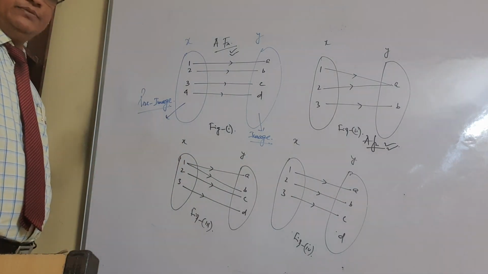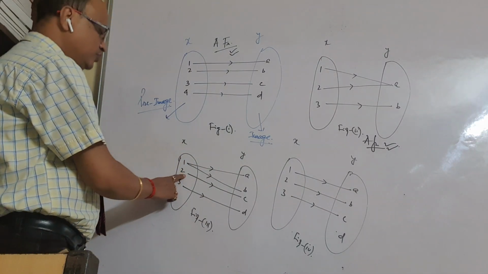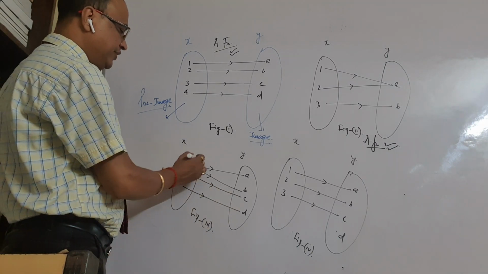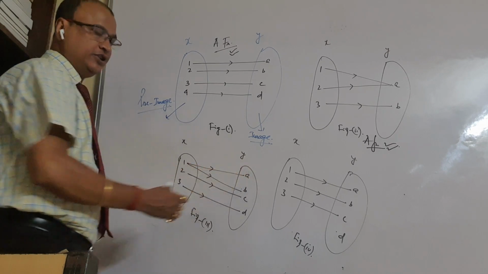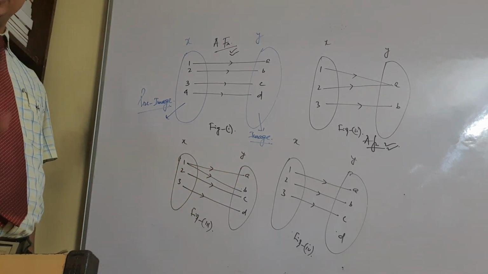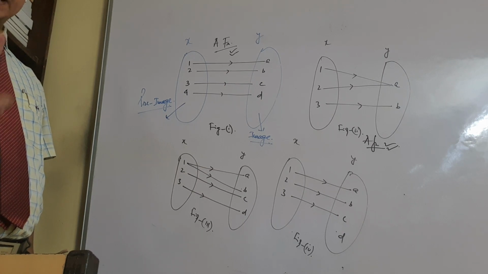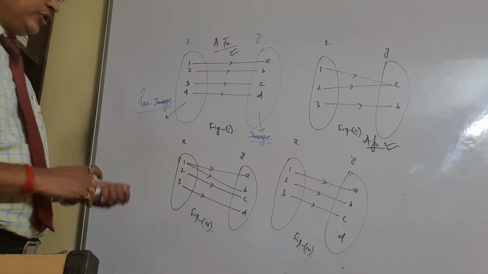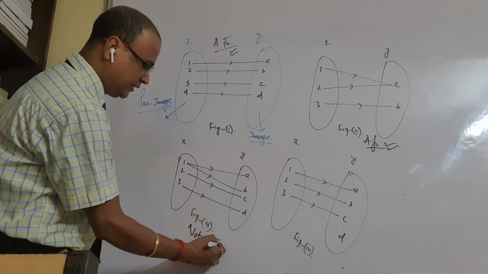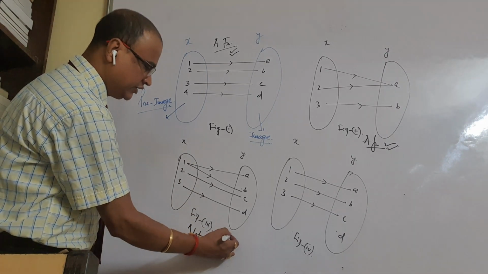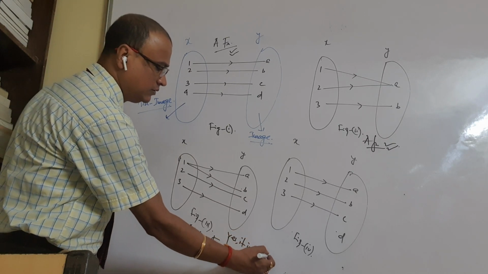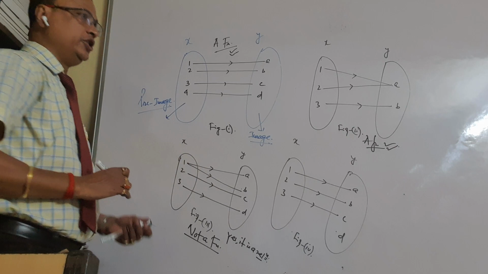But if you see figure number 3, 2 having a unique image C, 3 having a unique image D, but 1 having 2 images, one time A and one time B. So 1 having 2 images, it is not unique. So this is not a function. But if anybody asks, is it a relation? Yes, it is a relation. It is not a function, but it is a relation.